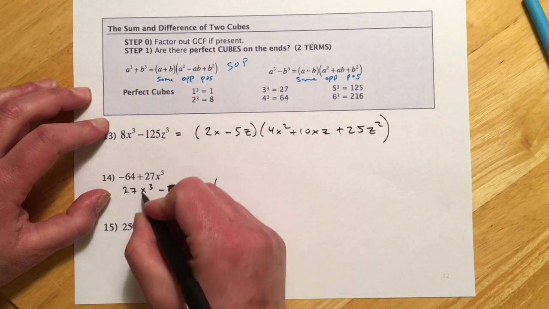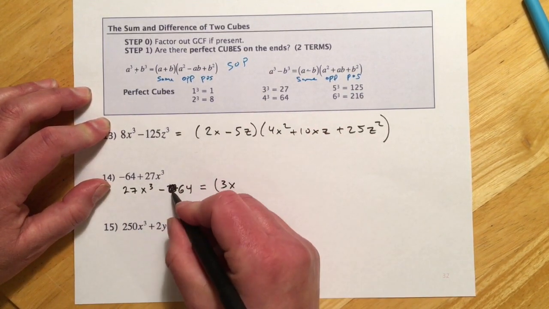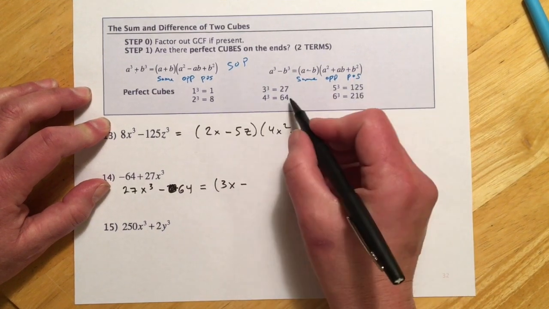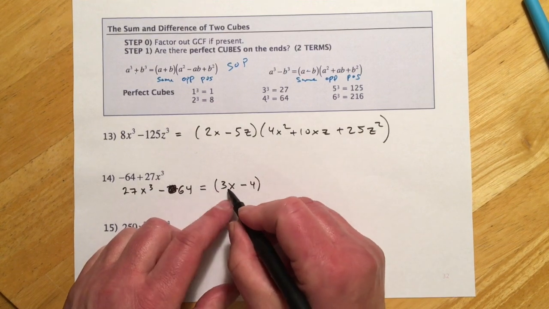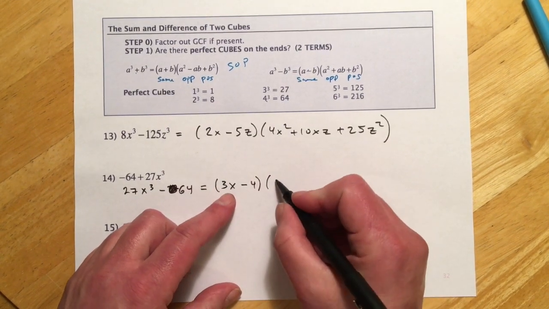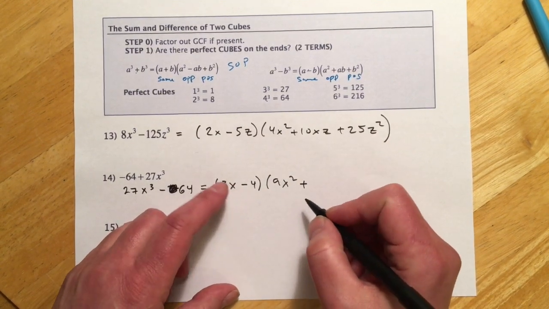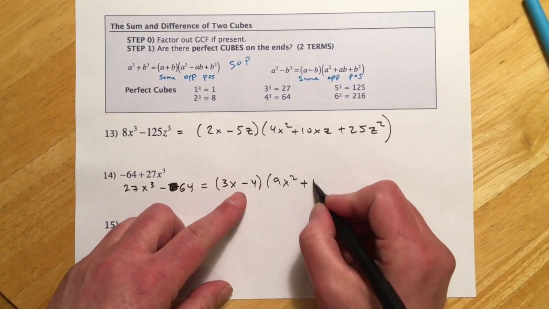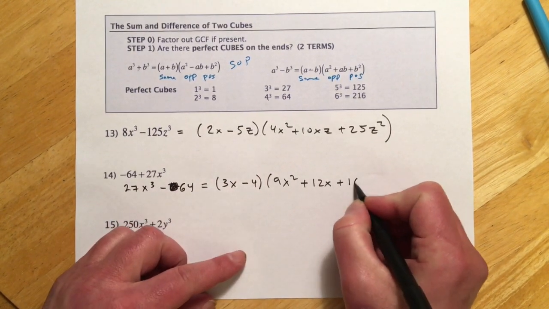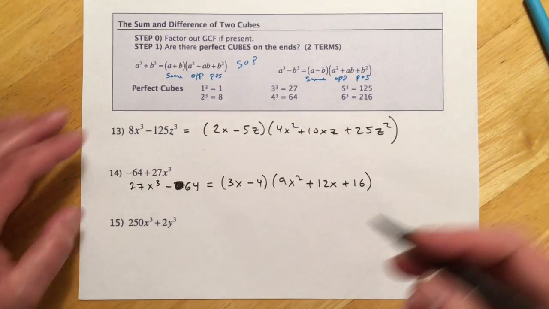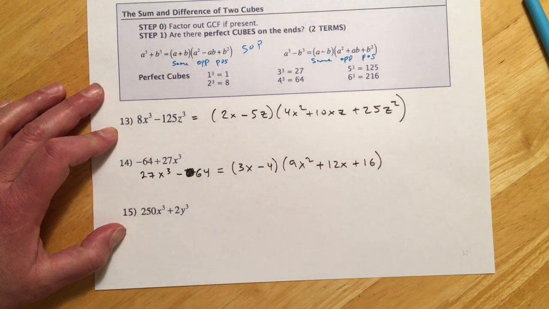So then I can break this first part down. 27 breaks down to 3 with an x along. And then my messy 64 there is going to break down to a 4. And then once I have those, remember we just do first times first, so 3x times 3x is going to be 9x squared. It was a minus, so now it's a plus. Then we multiply these two together, so that'll be a 12x, always a plus on the end, and 4 times 4 for 16.